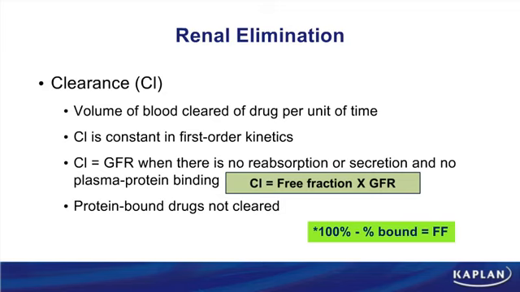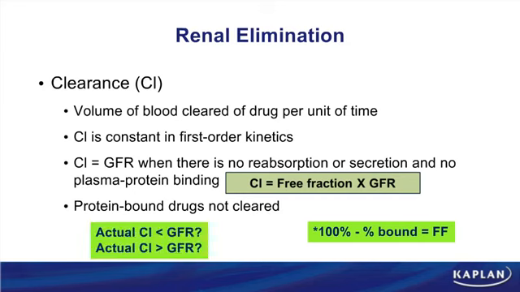But let's do some interpretation here. It's very important for you to actually see numbers and explain what those numbers mean. What if you're told that the actual clearance of a drug is less than GFR? The clearance is less than GFR. You have to assume what process is going on. If the clearance is less than GFR, then I must be reabsorbing that drug. I filtered a certain amount, but that's not what I'm eliminating. I'm eliminating less than that. So I must be reabsorbing the drug.